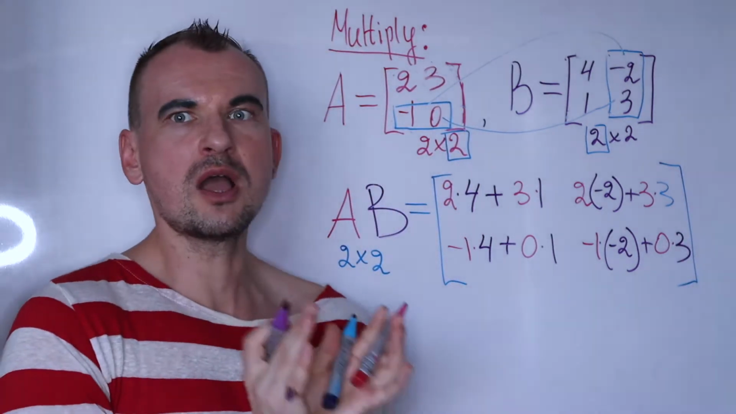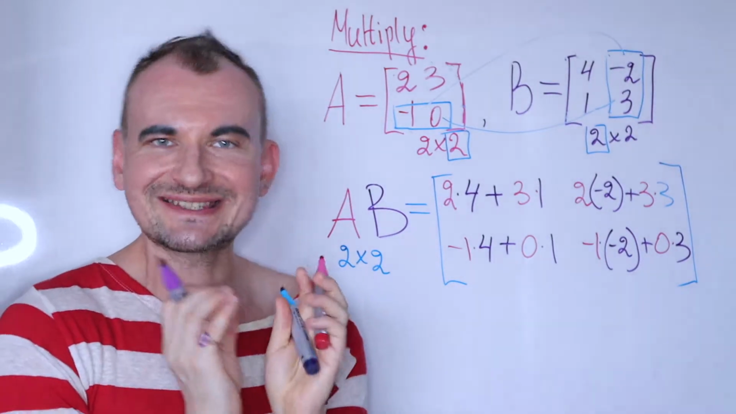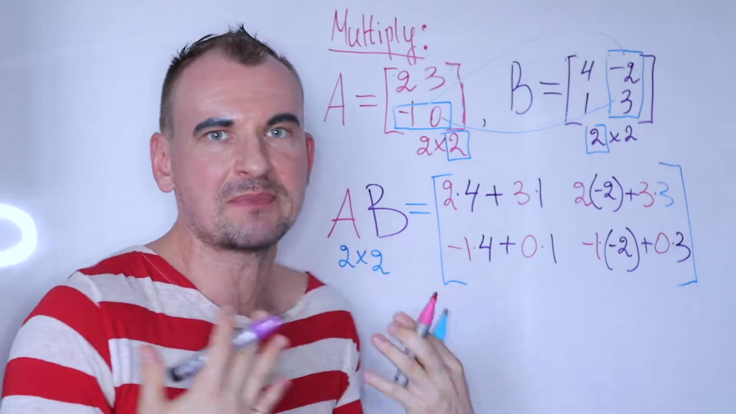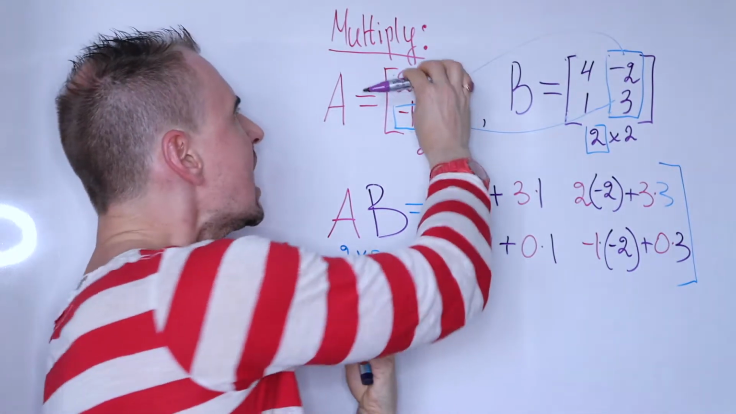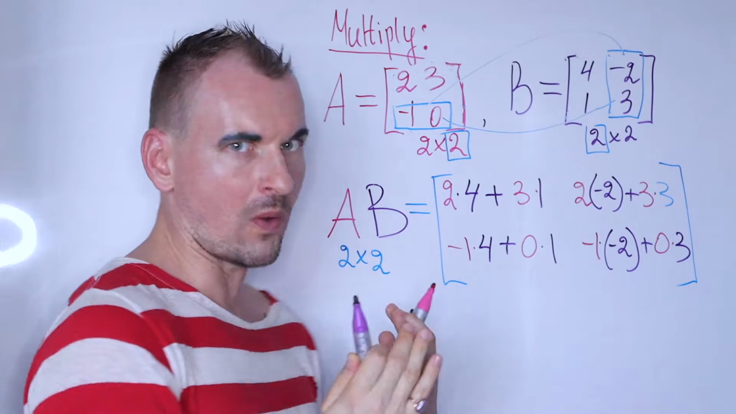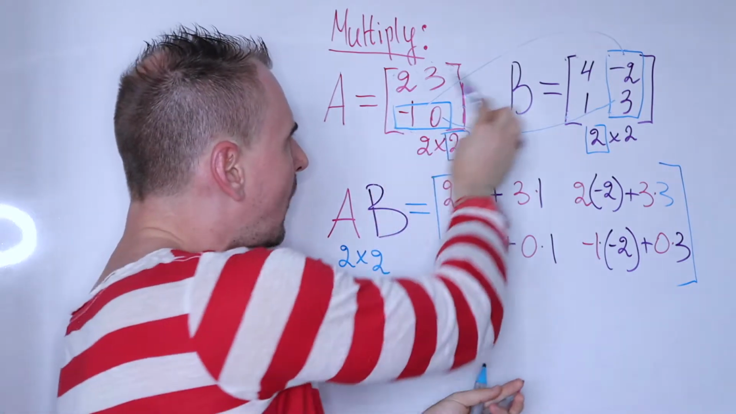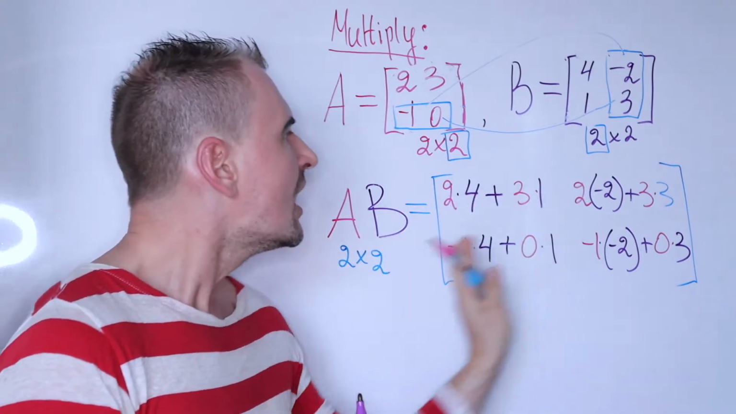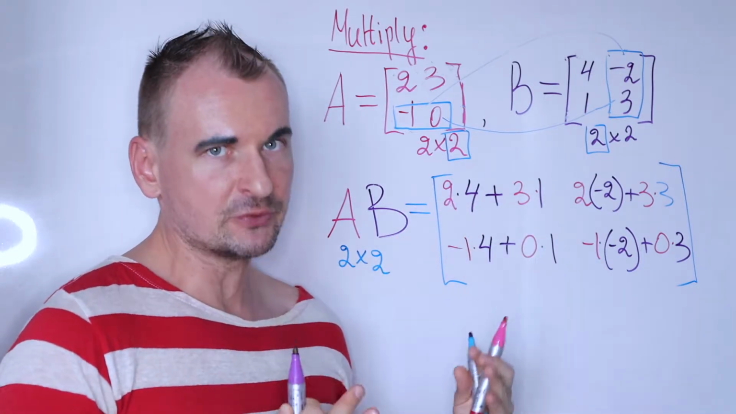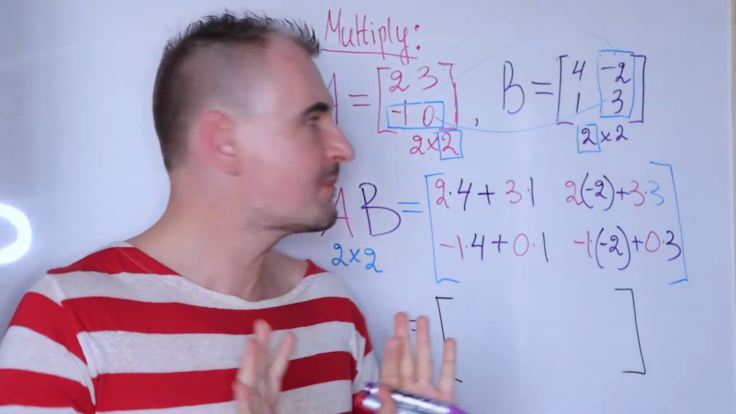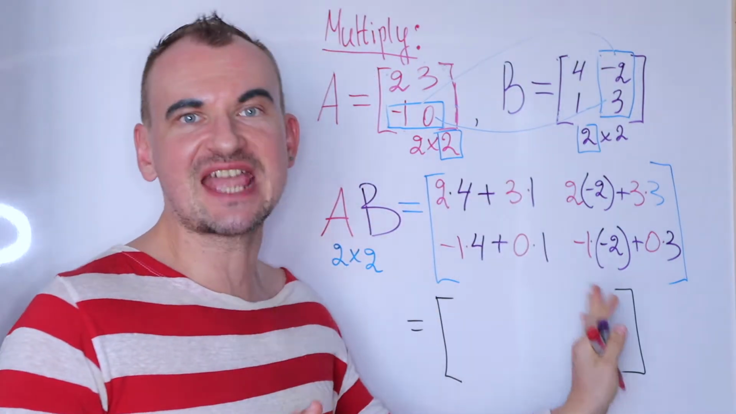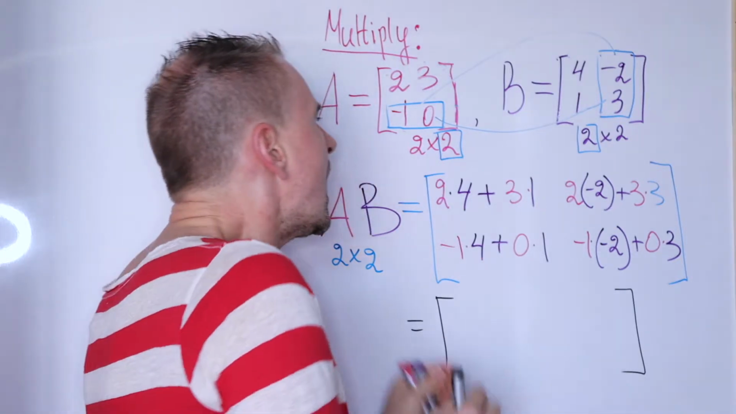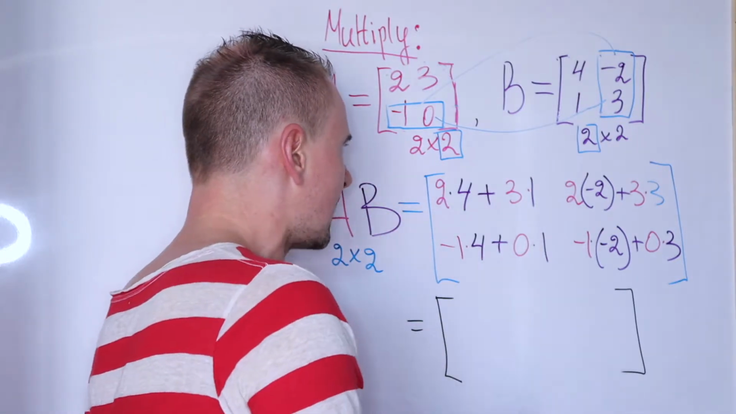Alright, so hopefully you've noticed the pattern. I'm going to repeat myself. You always multiply a row by a column, and you add up the corresponding products. So all you need to do is just finish this calculation. Often most people just skip over this step and do it in their head, so go ahead. And all you need to do is just compute.